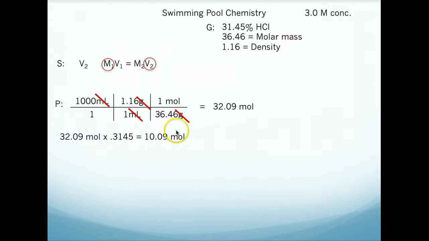Well, now that we have moles, we can get molarity because we know that molarity, concentration, is moles per liter. So this is why we use the liter here. So we have 10.09 moles in 1 liter of a solution. That's going to give us a 10.09 molar concentration of hydrochloric acid. So this muriatic acid, hydrochloric acid here, is 10.09 molar.